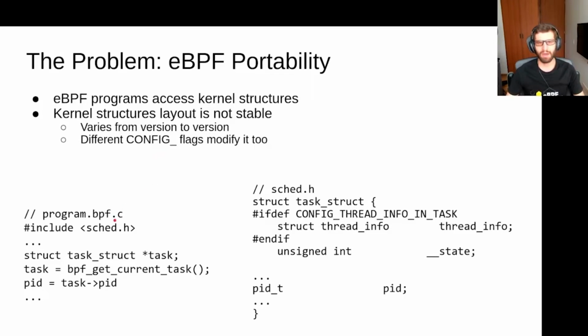For instance, here we have a very simple BPF program. In this case, we are accessing the PID of the task structure, and when we look at the definition of that structure, we can see that just at the beginning, there is a conditional compilation flag. According to the value of this flag, the position of the PID member within the structure is going to change. So if we compile an eBPF program for a machine that doesn't have this enabled, that eBPF program is not going to work on a machine that has this flag enabled, because the position of this member is going to be different, and then our eBPF program is going to read the information from a wrong position in memory.